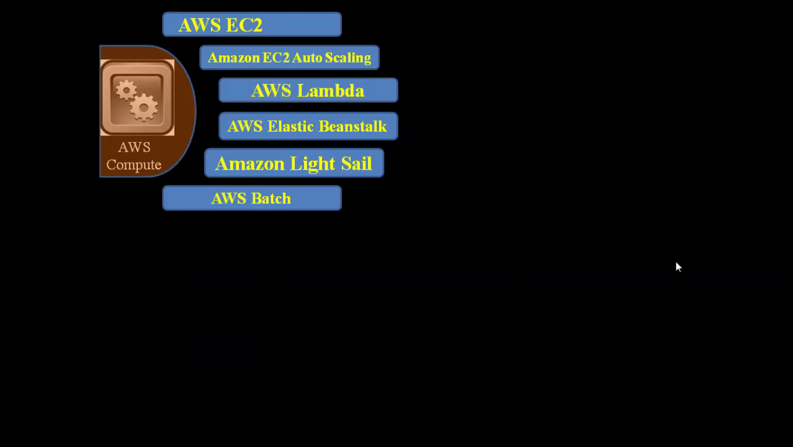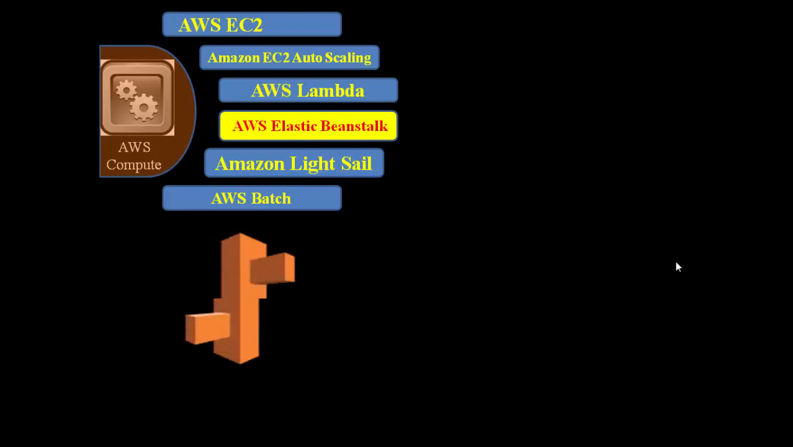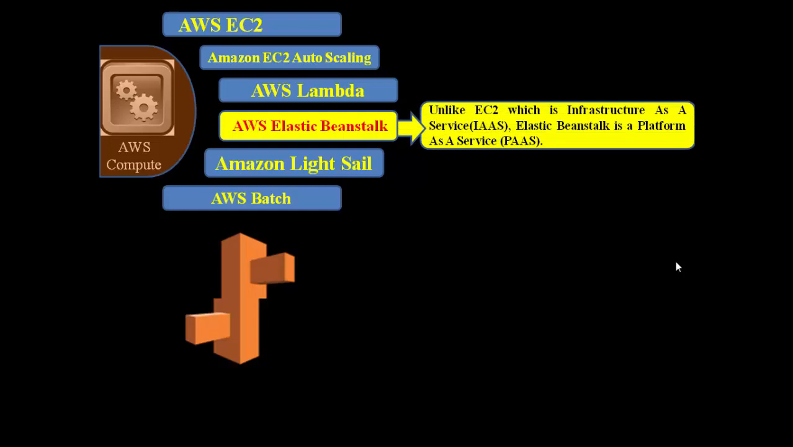Now our next service is AWS Elastic Beanstalk. This is the icon of Elastic Beanstalk. Unlike EC2, which is infrastructure as a service, Elastic Beanstalk is a platform as a service. This line is very important to understand, because when we use EC2, we already discussed the EC2 service. Using that, we can get a virtual server or virtual machine. But when we think about EC2, it is an infrastructure as a service.